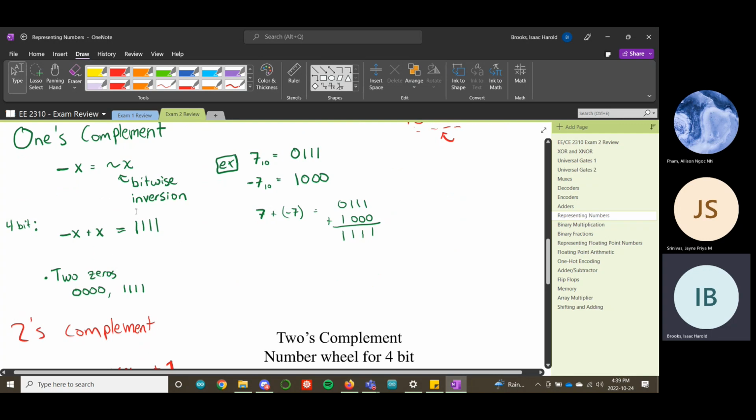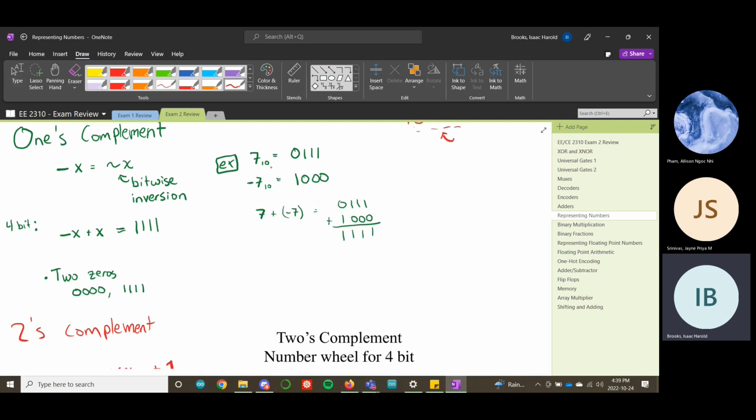One's complement is you just simply do the bitwise inversion. So for example, if 7 in base 10 is 0111, -7 is you just flip every single bit, 1000. And this is kind of more similar to 2's complement because you have this step, but you don't add 1 at the end. So what that gives us is we also have two zeros.